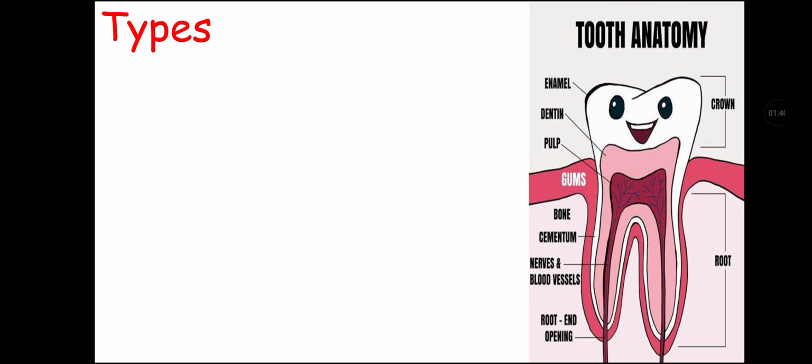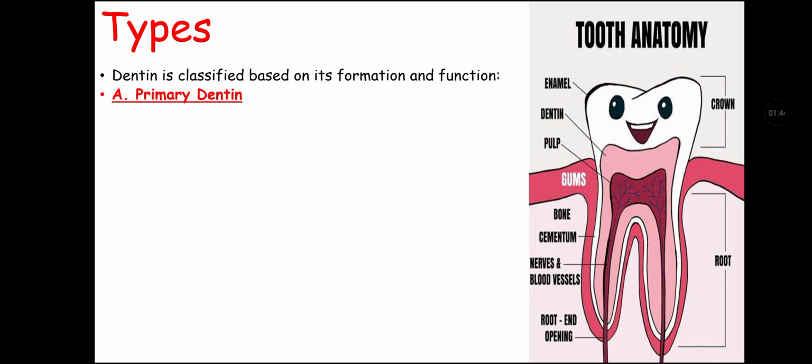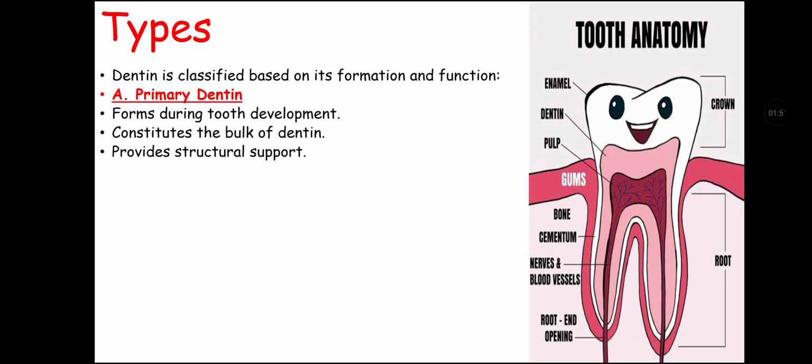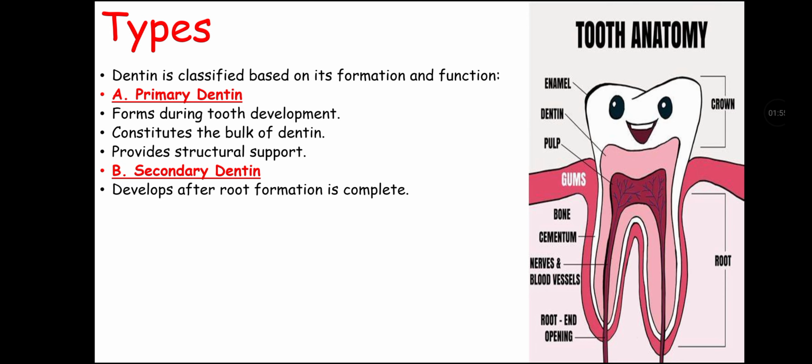Now let's talk about types of dentin. Dentin is classified based on its formation and function. The types include primary dentin that forms during tooth development and it constitutes the bulk of dentin. It provides structural support. Second type of dentin is secondary dentin that develops after root formation is completed.